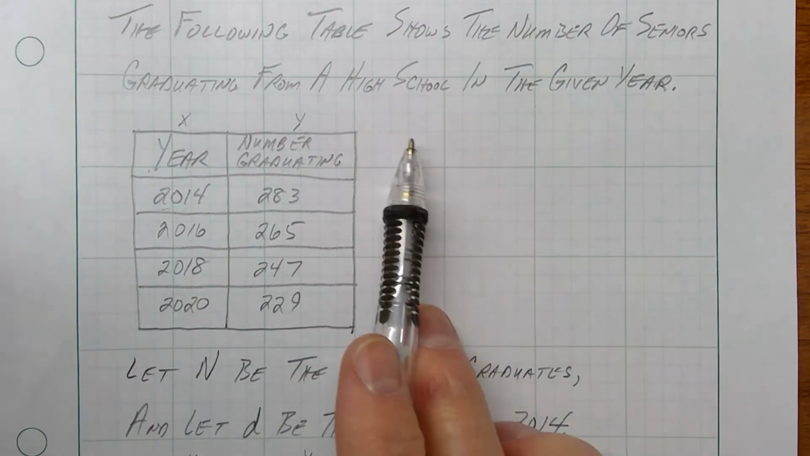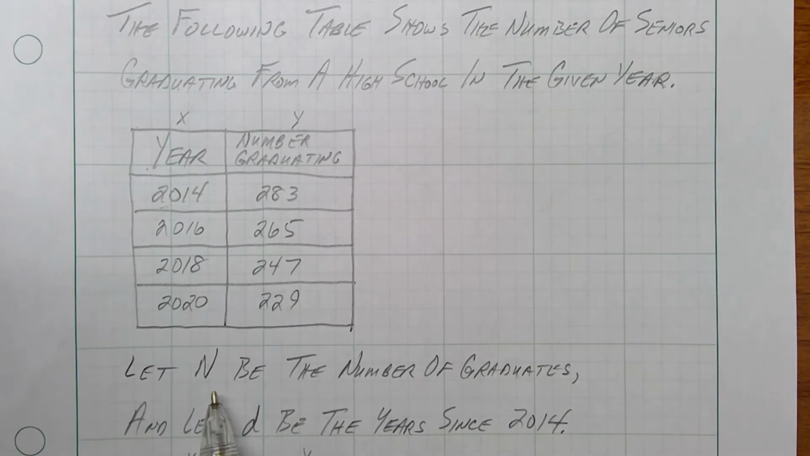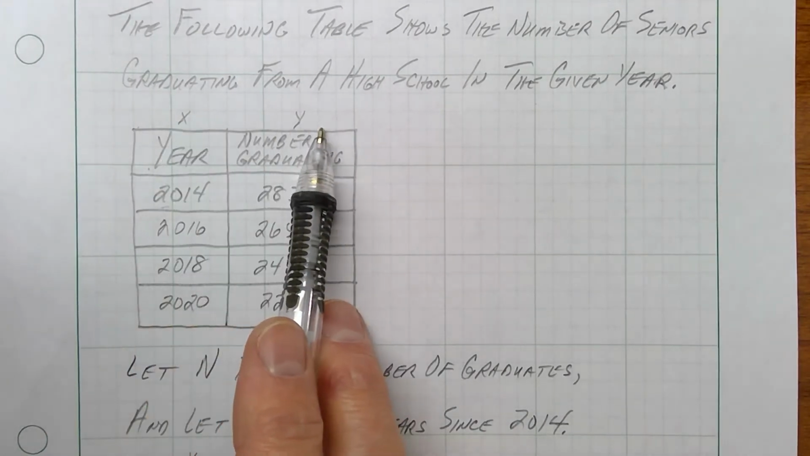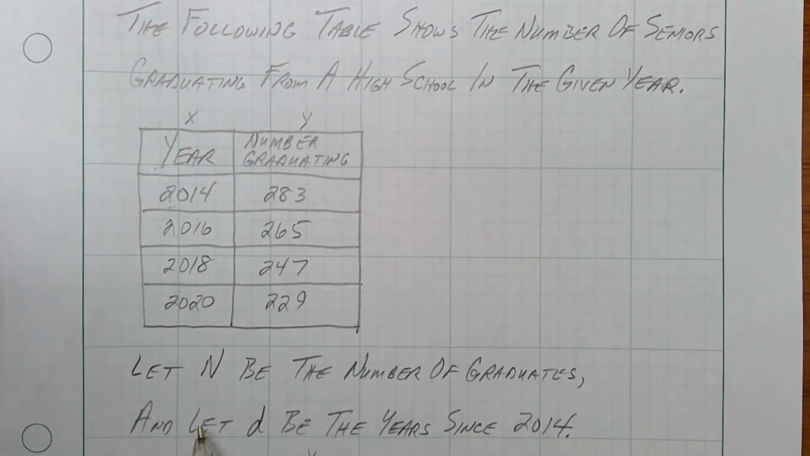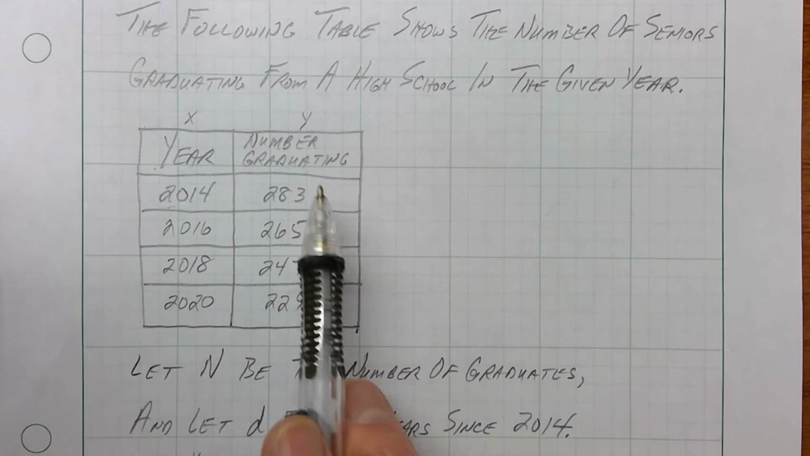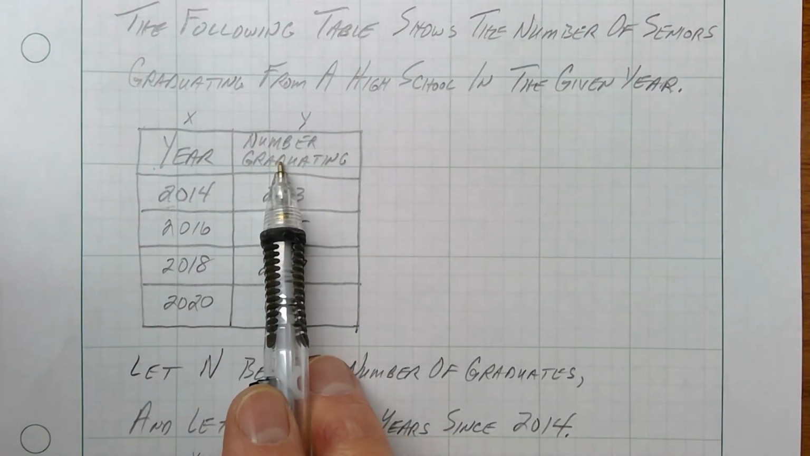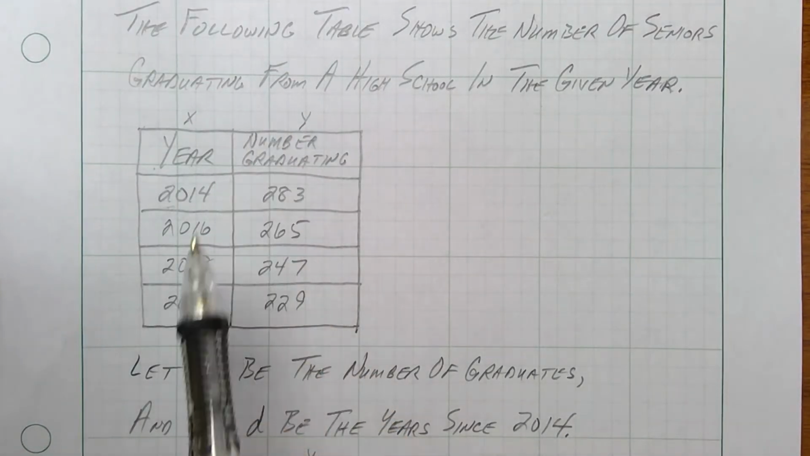Now, usually when they tell a story like this, they want you to use certain letters. They don't want you to use X and Y. They'd rather you write it in function notation. So they'll tell you this. They'll say, let N, that stands for number, be the number of graduates. So instead of number graduating, they really want us to use N up there.